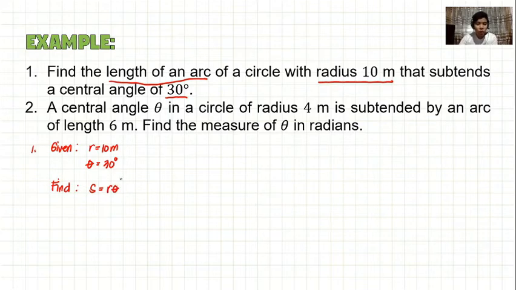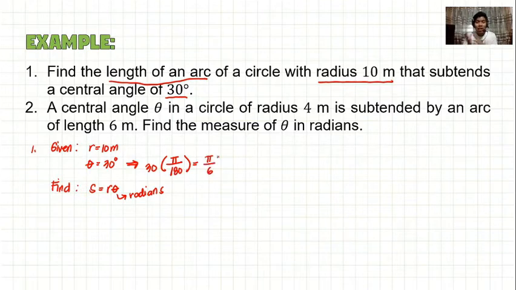Okay, but take note, our theta here should be in radians. But what is given is in degrees. So we need to convert first this 30 degrees into a radian measure. Converting this one, we will just multiply this by pi over 180. And we will now have pi over 6 radians. So our theta now in radians is pi over 6.